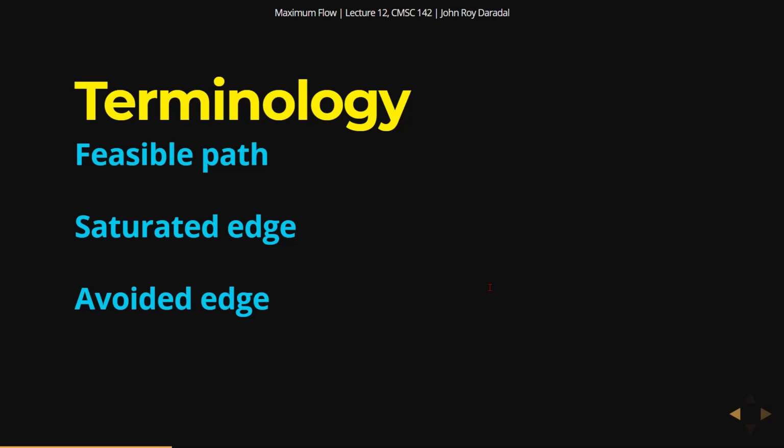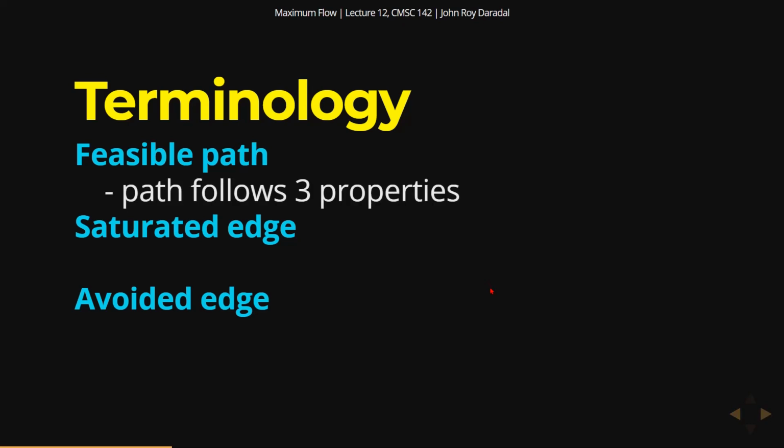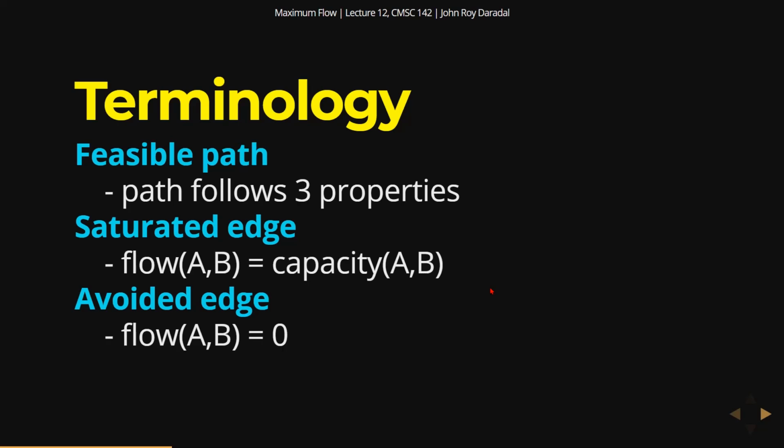properties for flow networks. Some terminology: a path is called a feasible path if it follows the three properties. So if it follows capacity constraint, flow conservation, and skew symmetry, then it's feasible, meaning it's valid. Okay? Next is a saturated edge. An edge is saturated if the flow that passes through that edge is equal to the capacity. So it means that it's already a full edge. Okay, it's fully saturated. On the other hand, an avoided edge is something that has a flow of 0. Okay, so there is no flow going through that edge, so we avoided it.